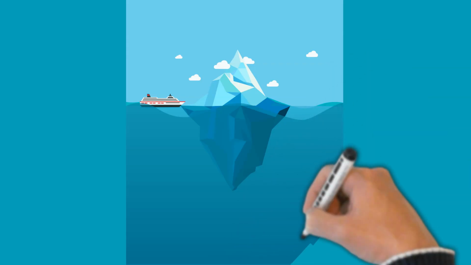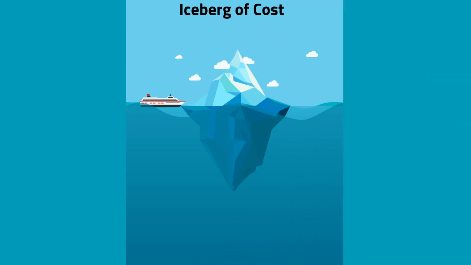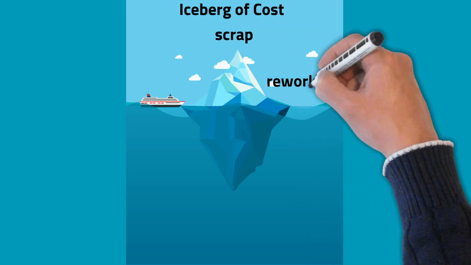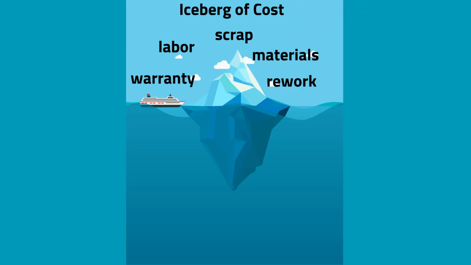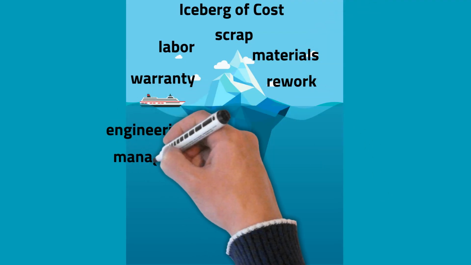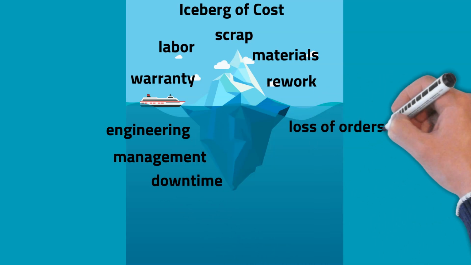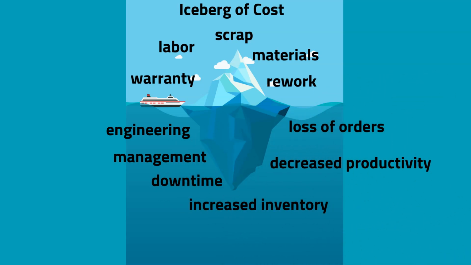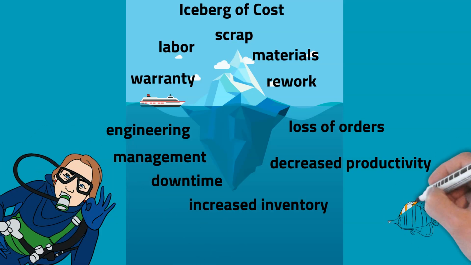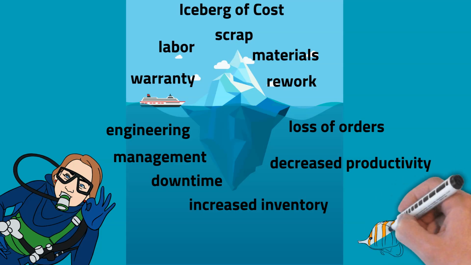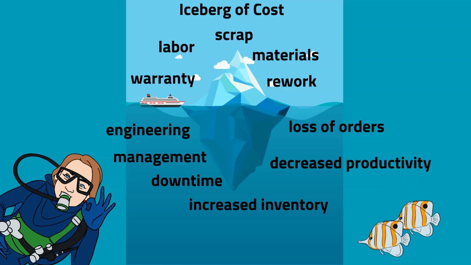Iceberg of cost. To better illustrate the cost of bad quality, let's look at the iceberg of cost. Costs such as scrap, rework, warranty cost are usually easy to observe and capture. However, hidden cost of poor quality is harder to estimate. And costs are additional engineering and management time, production downtime, increased inventory, decreased productivity, late delivery fees, and loss of orders.